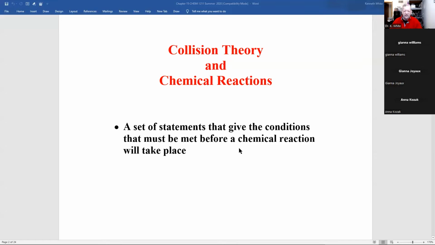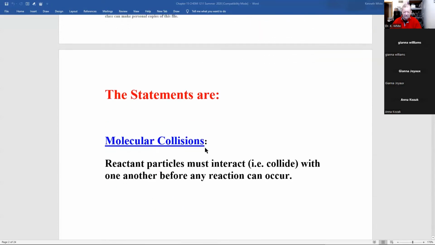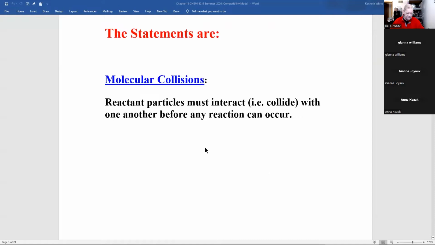But anyways, how do you make a reaction occur? Well, let's look at the collision theory and chemical reactions. Now, what is this collision theory? It's a set of statements that give conditions that must be met before a chemical reaction takes place. So let's get into it. All right, time for Dr. White to be subtle.